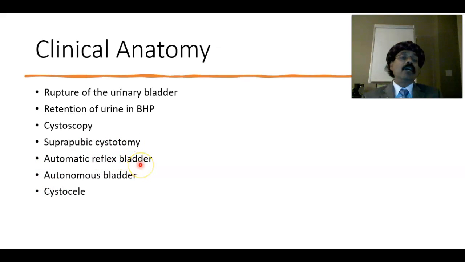Autonomic reflex bladder may happen in case of cervicothoracic spinal cord injury. There will be incontinence. Autonomous bladder may happen if the sacral segment of the spinal cord is injured. We call it autonomous bladder. Cystocele is not uncommon, especially in elderly women. There will be herniation of the urinary bladder into the anterior wall of the vagina. That is the cystocele. Herniation of the bladder through the anterior wall of the vagina.